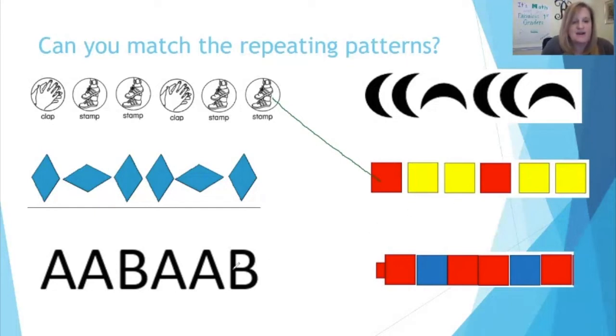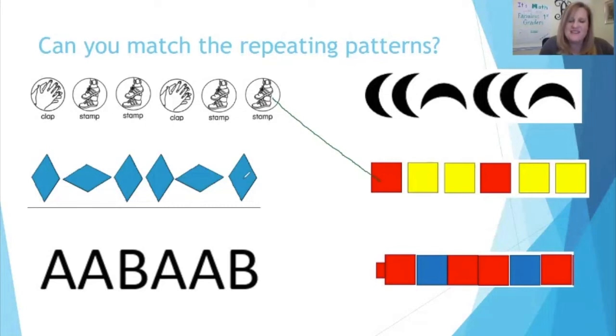Let's look at the next pattern. This shape is standing up vertically, and then it's on its side horizontally. So vertical, horizontal, vertical, vertical, horizontal, vertical. Let's see. Vertical, vertical, horizontal, vertical, vertical, horizontal. They don't match. Let's see. Red, blue, red, red, blue, red.